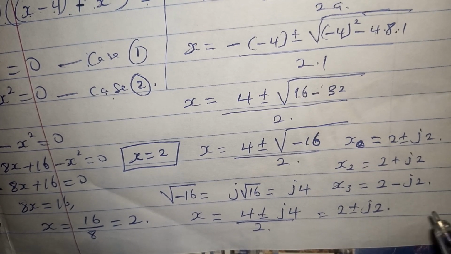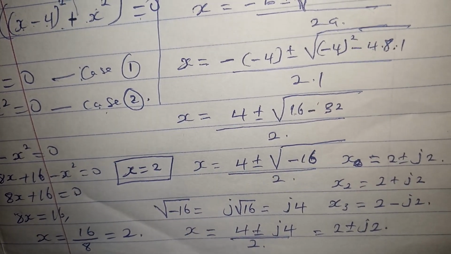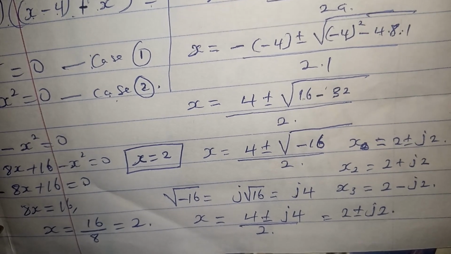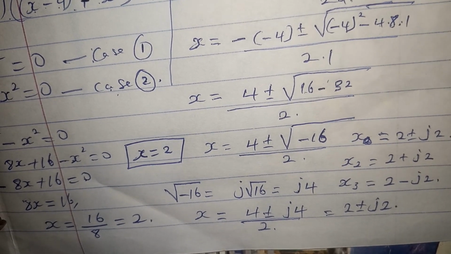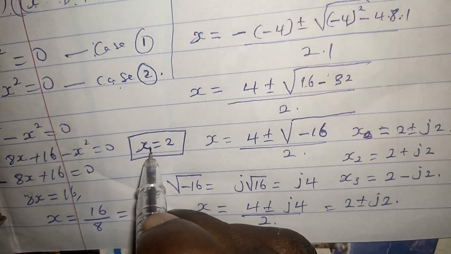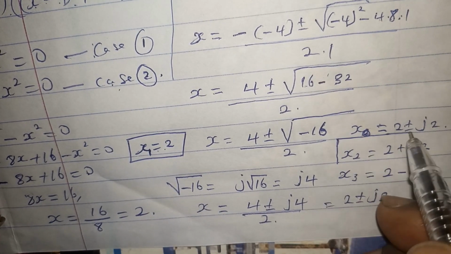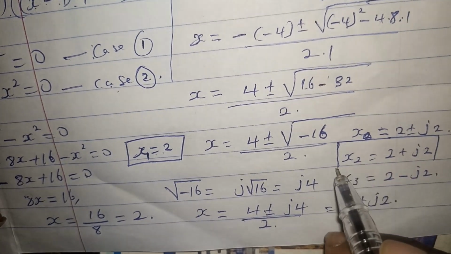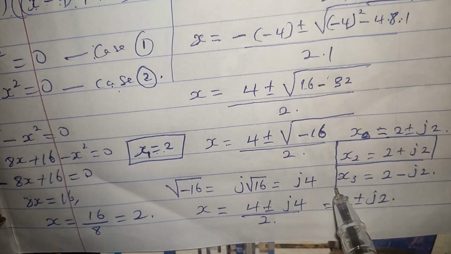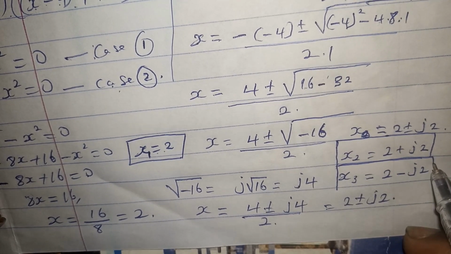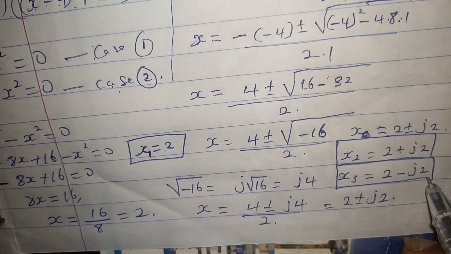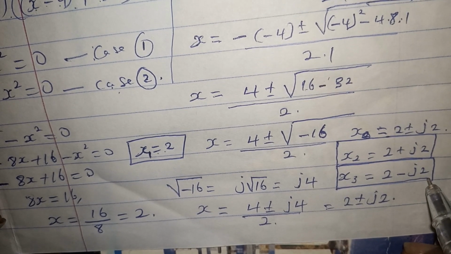So let's write all the values for x again. Remember, this is your first value for x: x1 equals 2, x2 equals 2 plus j2, x3 equals 2 minus j2, where j is your imaginary number.